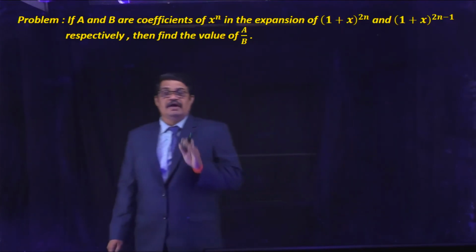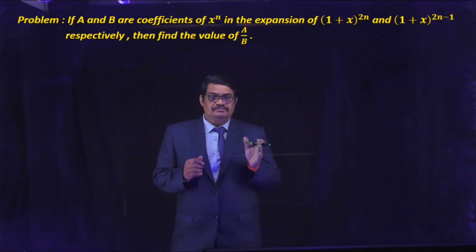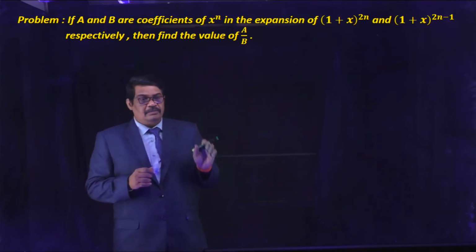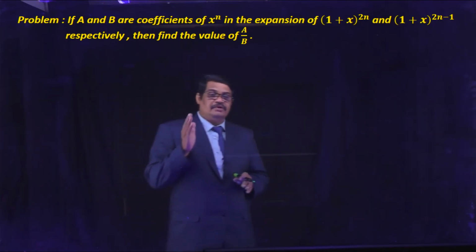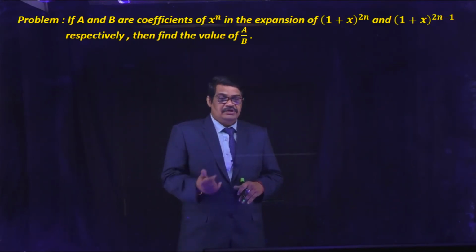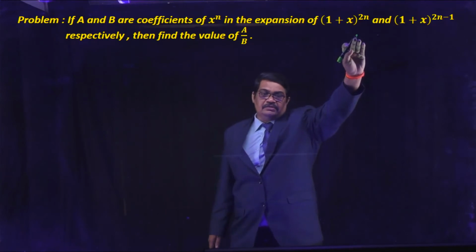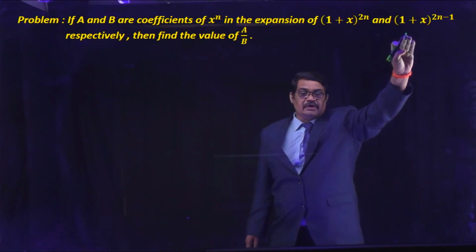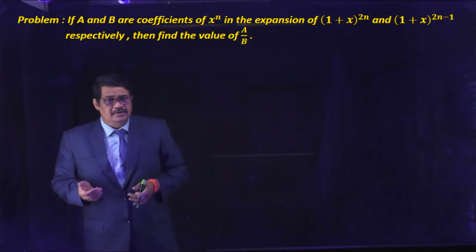If capital A and capital B are two coefficients of x to the power of n in the expansion of (1 plus x) to the power 2n and (1 plus x) to the power 2n minus 1 respectively, then find the value of A by B. Here it is given that capital A is the coefficient of x to the power of n in the expansion of (1 plus x) to the power 2n, and B is the coefficient of x to the power of n in the expansion (1 plus x) to the power 2n minus 1. Then we have to find the value A by B.